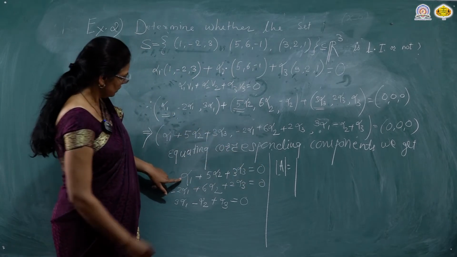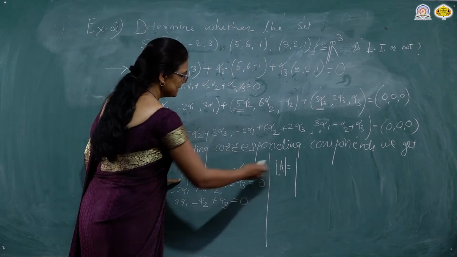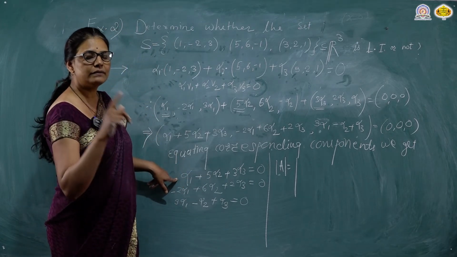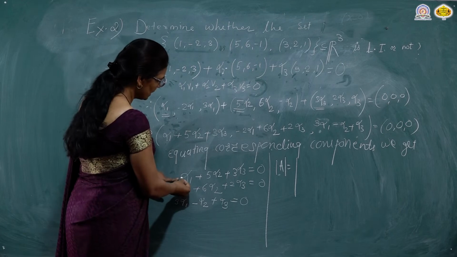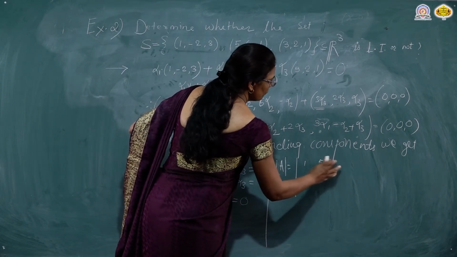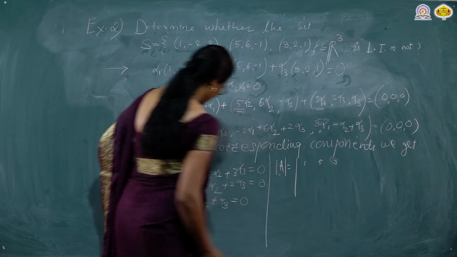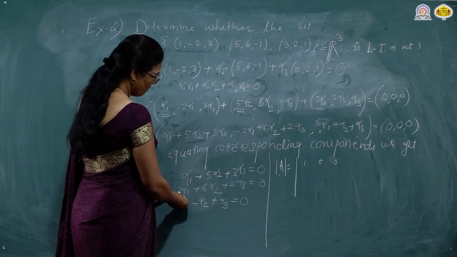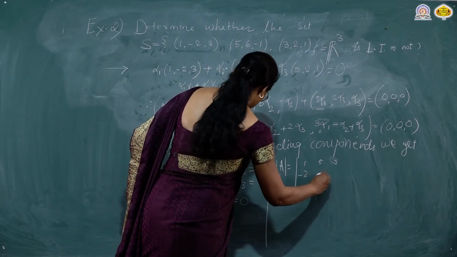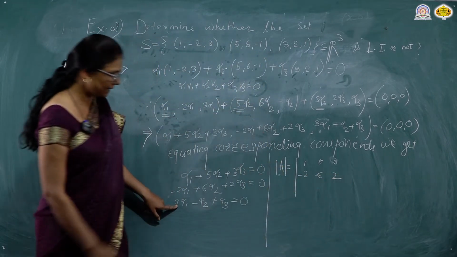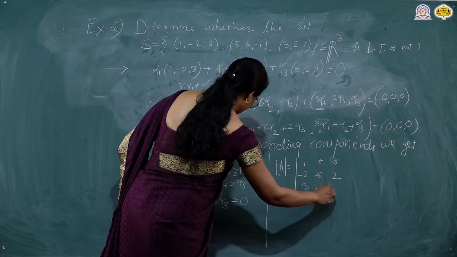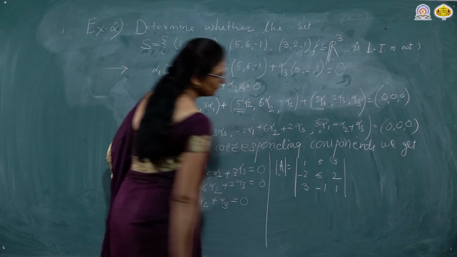So first row of A is related to the first equation, whose coefficients are alpha 1, alpha 2 and alpha 3. So the coefficients are 1, 5, 3. So I write the first row as 1, 5 and 3. Second row is minus 2, 6, 2, and write the last row similarly, 3, minus 1 and plus 1.